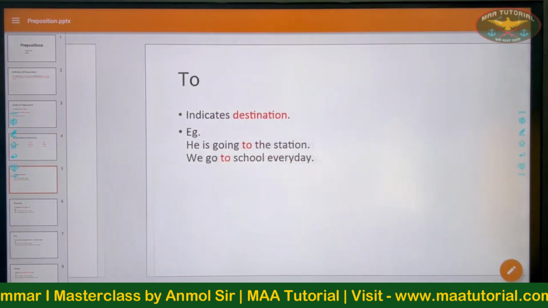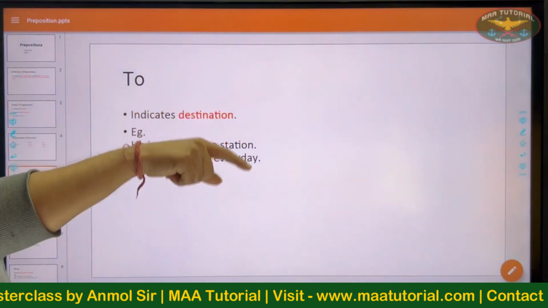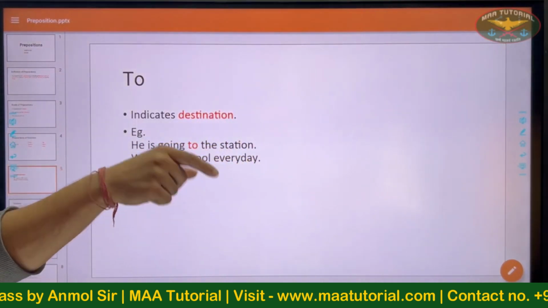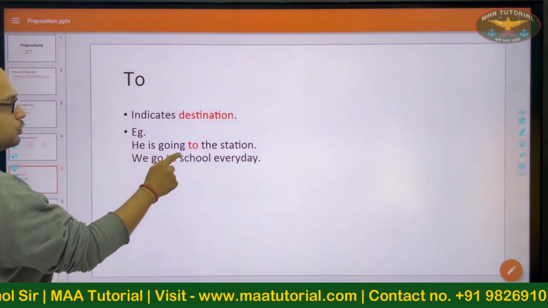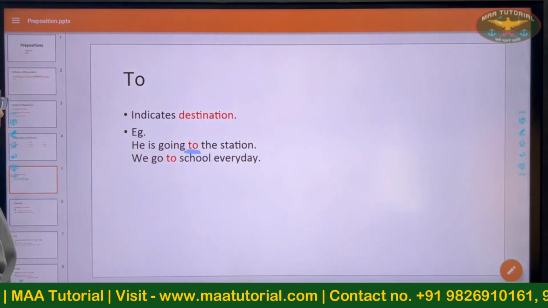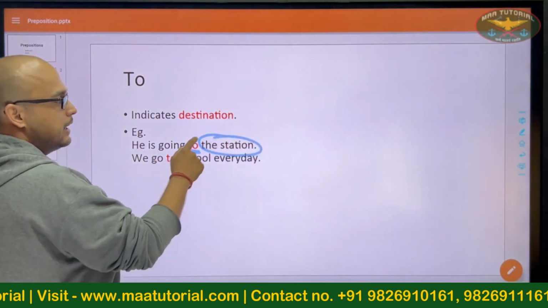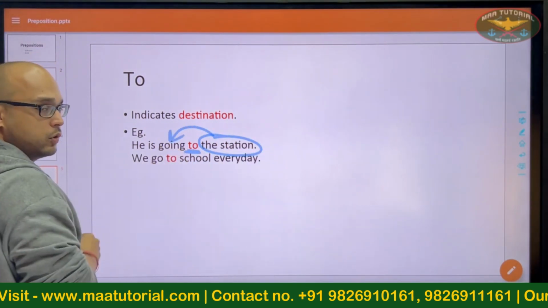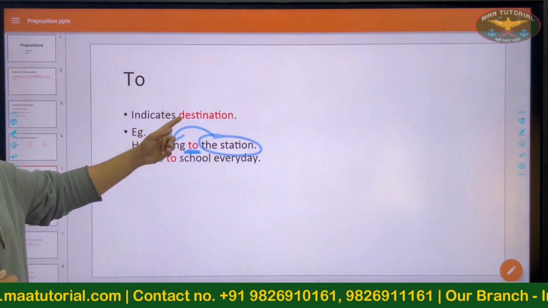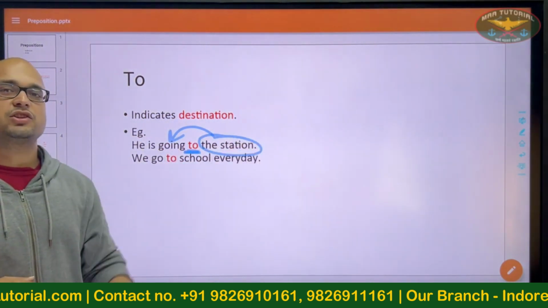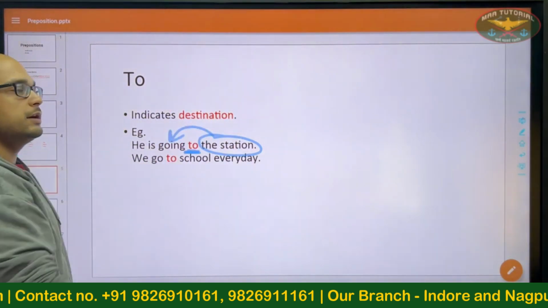How will we use to? Now, to indicates destination. The destination, that is the final place that we have to go, will be indicated with the word to. For example, he is going to the station. So what is the noun here? The station. It is showing the relation with the verb going. This is the preposition to. And because it indicates the destination, what is the destination? The station, the final destination, the final goal, the final place where we want to go. That is called the destination.